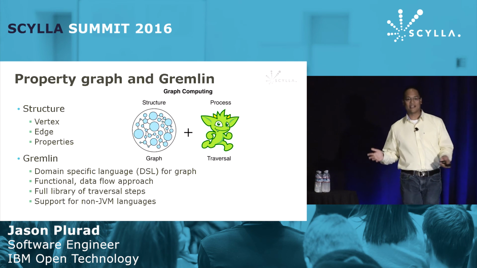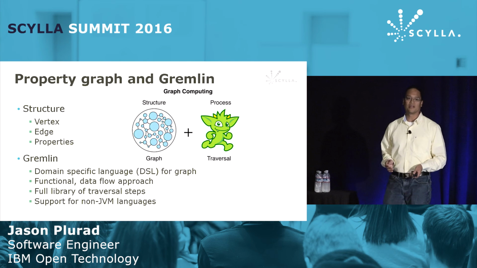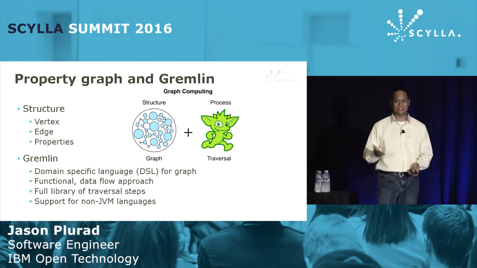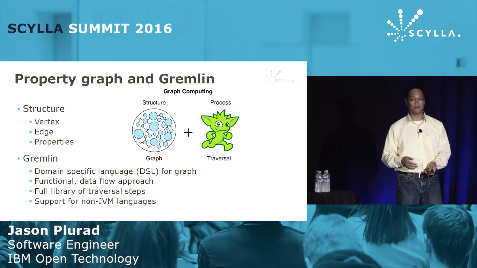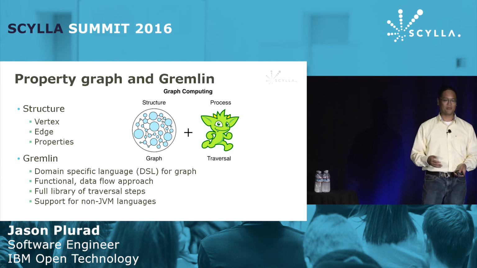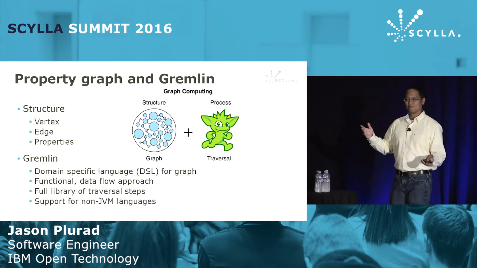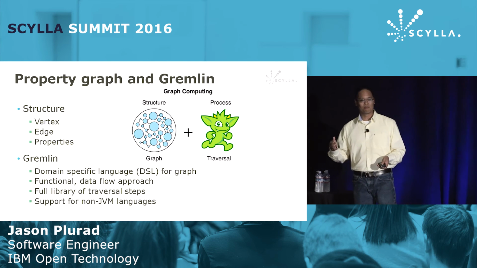So what is a graph? Graphs are really nothing new. From a mathematical perspective, graph theory has been around since the 1700s with Leonhard Euler's paper on the seven bridges of Königsberg. Graphs are really easy. I mean, they're whiteboard friendly.